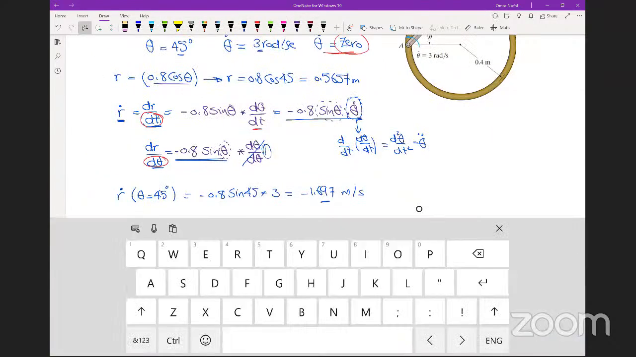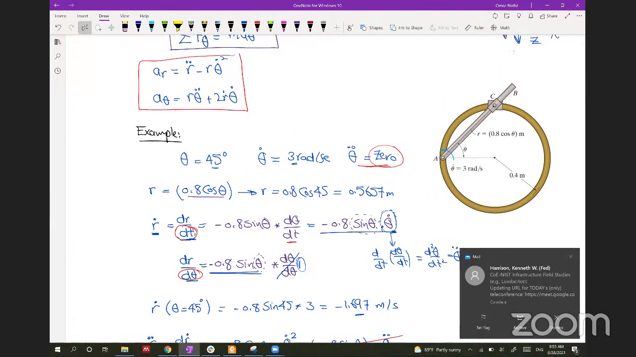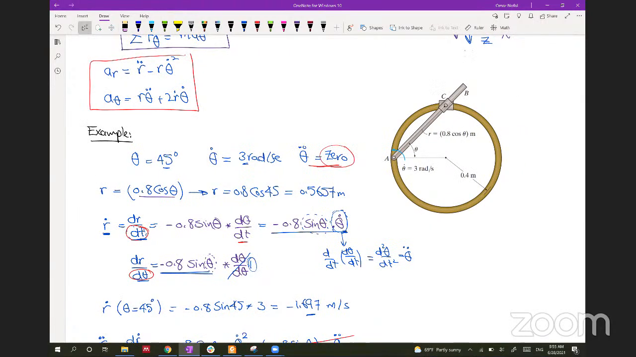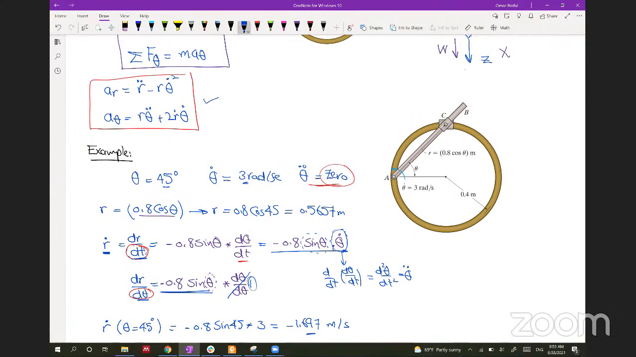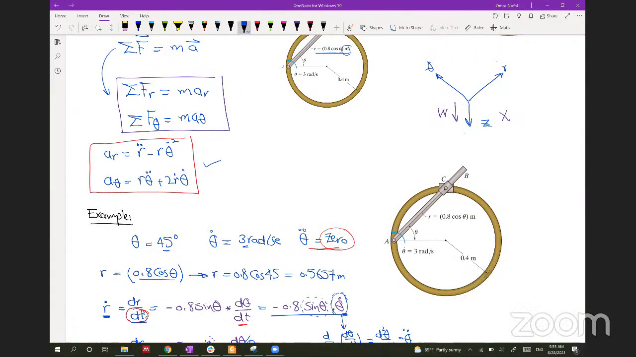So right now we didn't do any Newtonian kinetics. We just calculated some kinematics, which is the a r and a theta, and we calculated theta and theta dot and theta double dot and r dot and r double dot. So we can calculate these terms. So let's now move to F r and F theta. To do this, we need to identify where's the r direction and where's the theta direction and what are the forces acting on the system. So we need to understand the system.